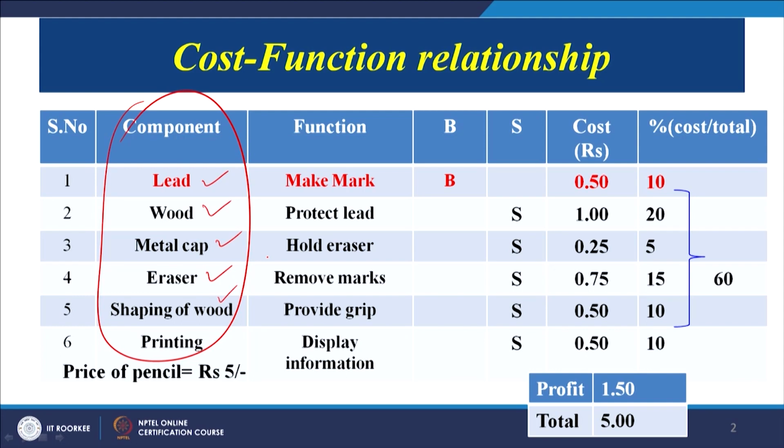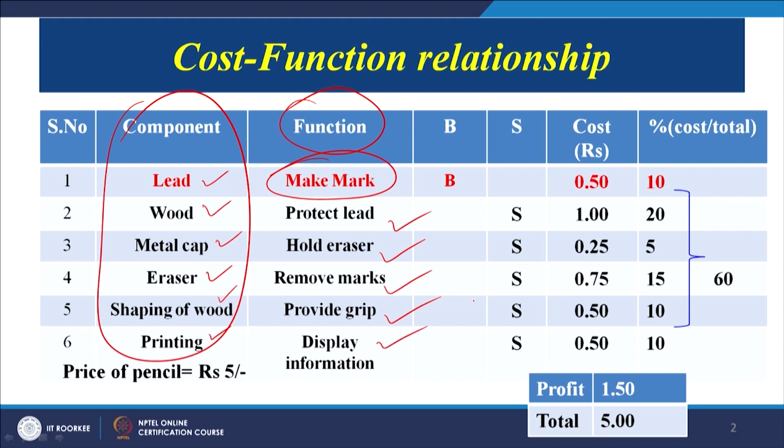Then sometimes we print, for example, save trees or save environment. So, we have various functions for each of these. Lead is to make marks, wood is to protect the lead, the metal cap is to hold the eraser, the eraser is to remove the marks, shaping of wood is to provide the grip, and printing is to display the information.